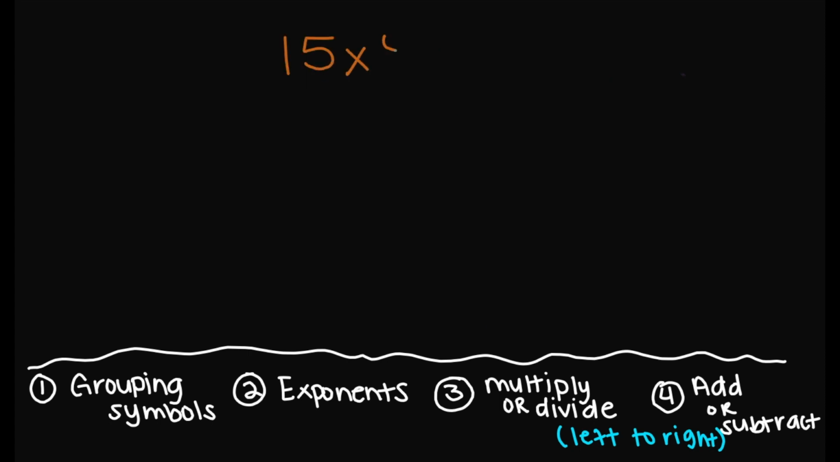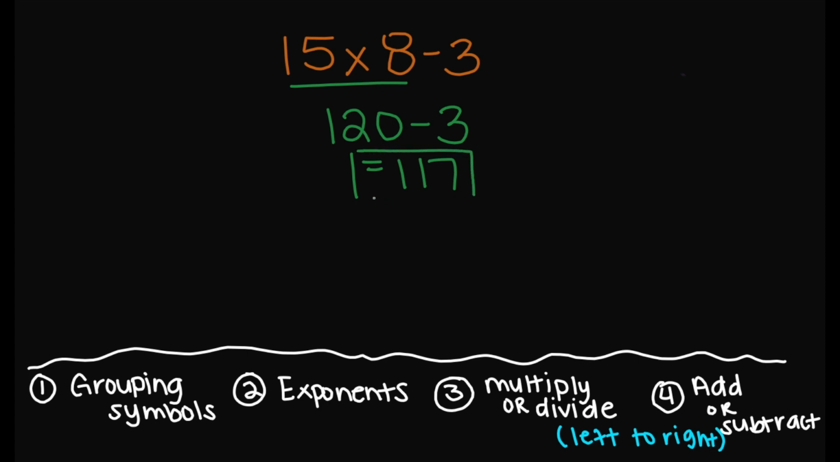15 times 8 minus 3. So I have multiplication and subtraction. So first we have to multiply 15 times 8. This is going to equal 120. And then 120 minus 3. This is going to equal 117. So your final answer here is 117.